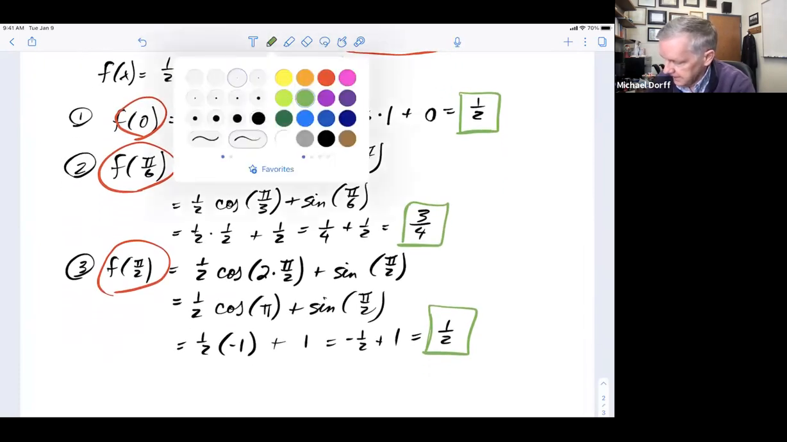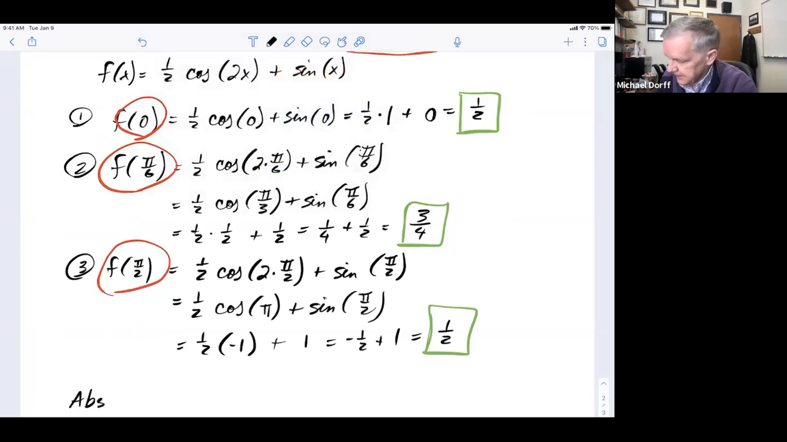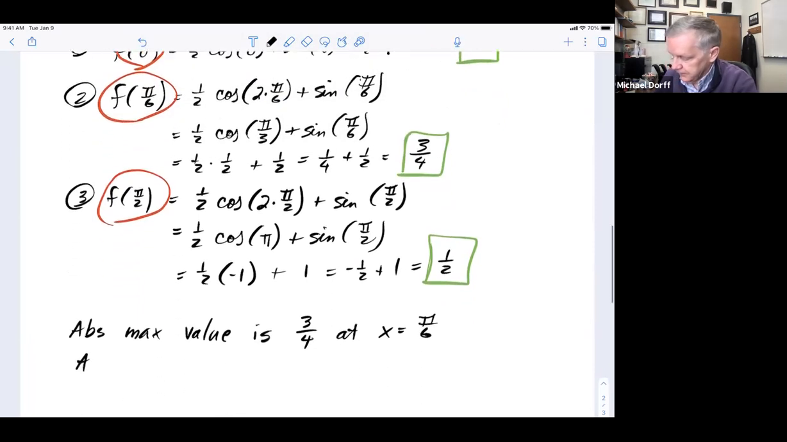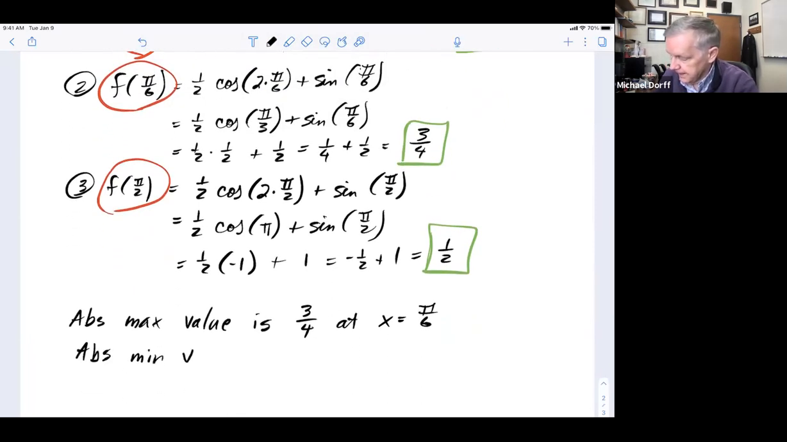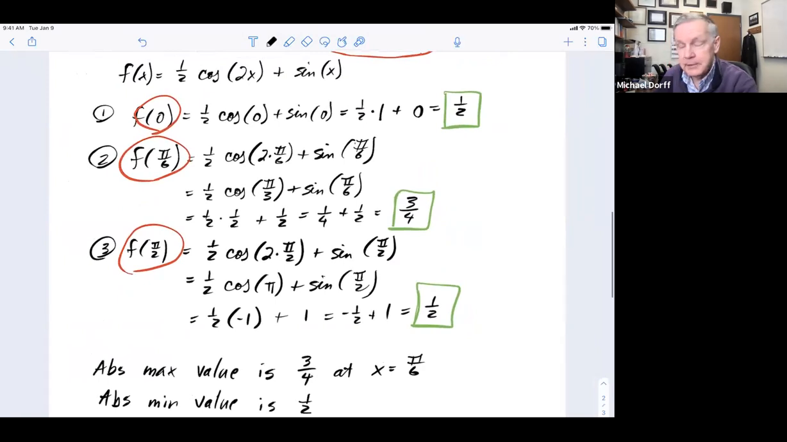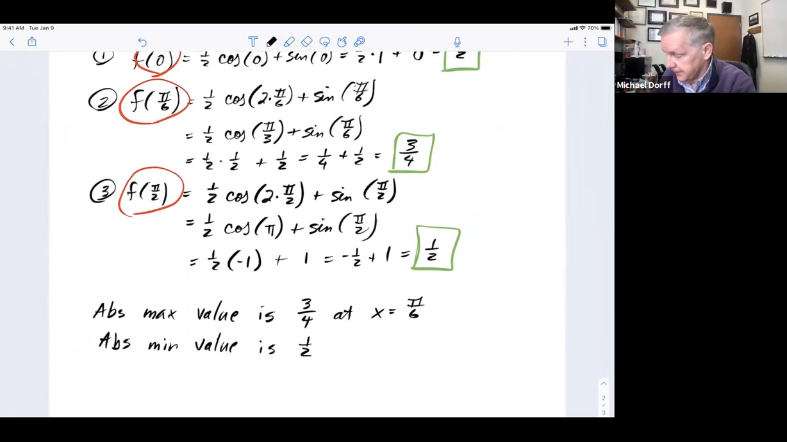So that tells me then that the absolute max value of the function on the interval from 0 to pi over 2 is 3/4, because 3/4 is the largest number in the green box. And that occurs at x equals pi over 6. And the absolute min value is 1/2, because that's the smallest number in the green box. It's repeated twice, but it's still the smallest. And that happens at x equals 0 and x equals pi over 2.